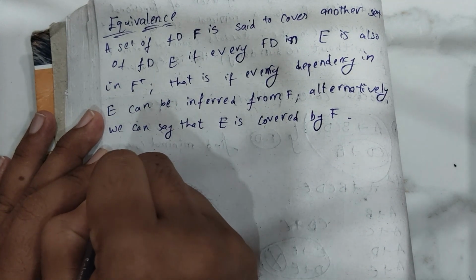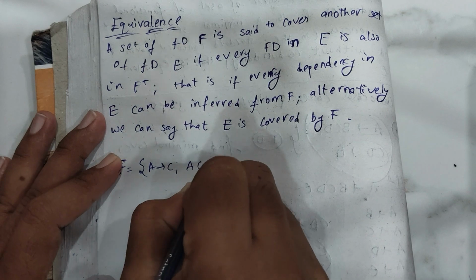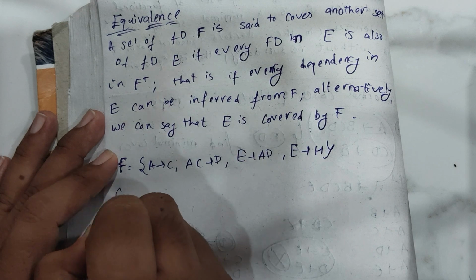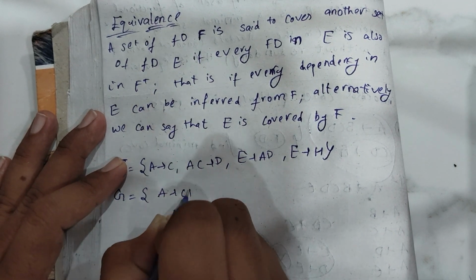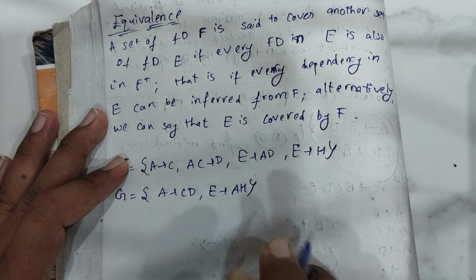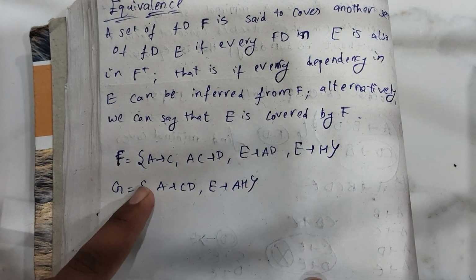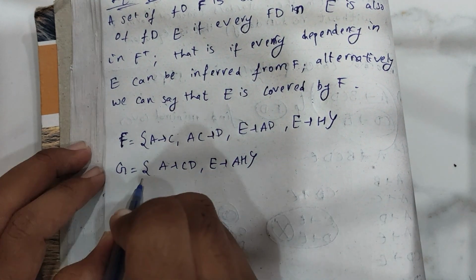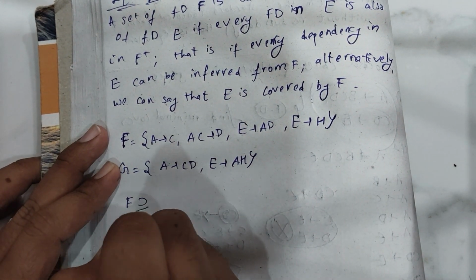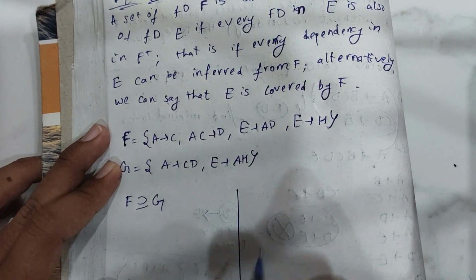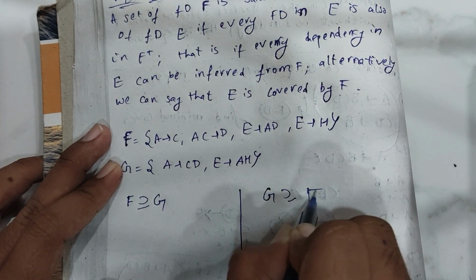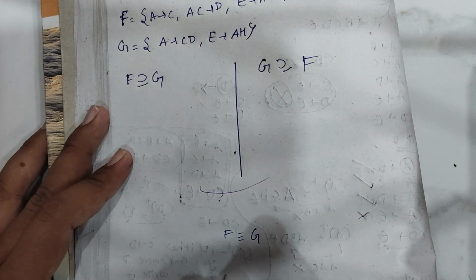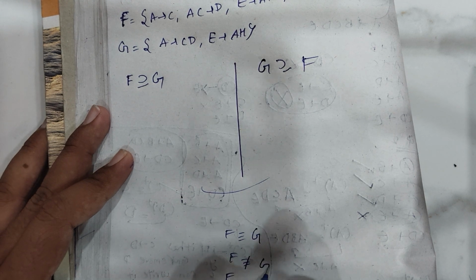Given set F contains A to C, ACD to D, E to AD, E to H, and G has A to CD, E to AH. Find if they are equivalent or not. This is the question, so now we are going to solve it. We will check if F is covering G or not, and if G is covering F or not. If both are satisfied, then F is equivalent to G, otherwise F is not equivalent to G.